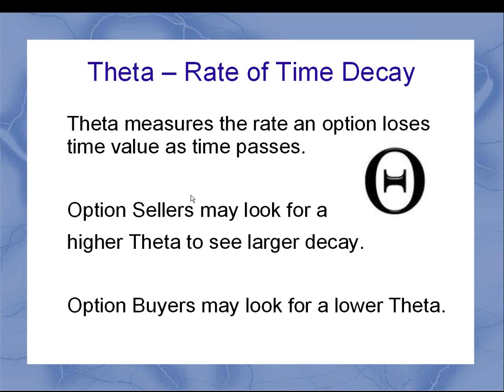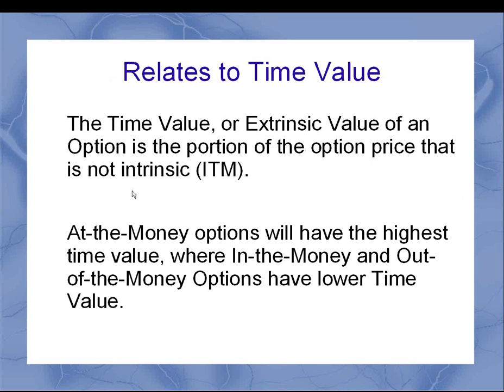Now those of you that are selling options, your covered call traders, our credit spread traders even, some of you doing collars and even the calendar spreads for your short option, you may look for a higher theta because you want a larger decay in your favor. Option buyers are going to probably look for a lower theta, but again, this coincides with other aspects of the market. Our time value and extrinsic value of an option is the portion of that option that is not intrinsic, that is not in the money.